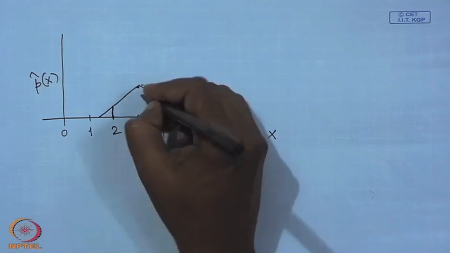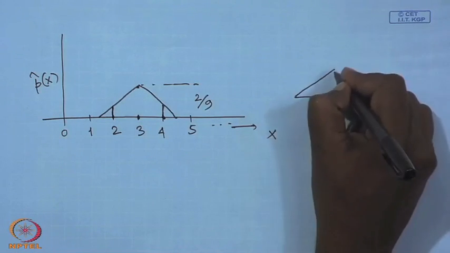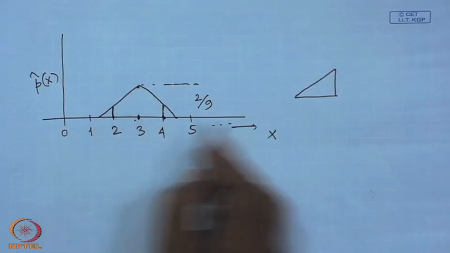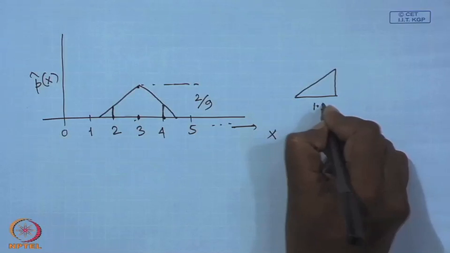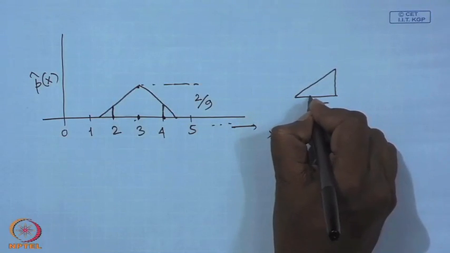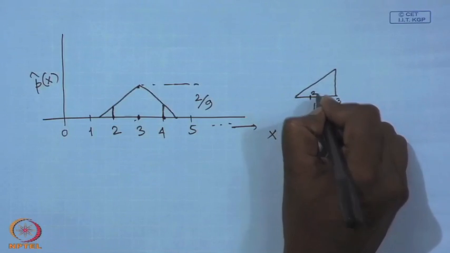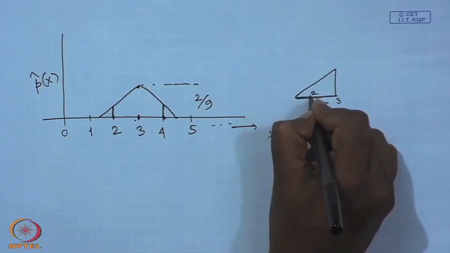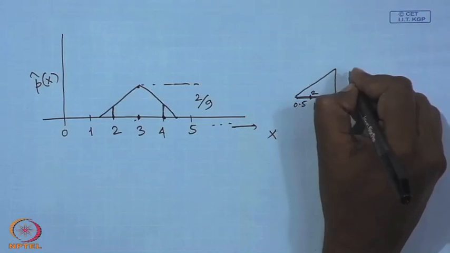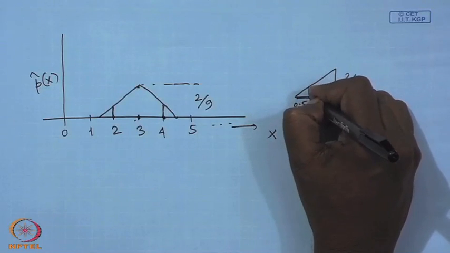I can easily compute that following symmetrical triangles. I have a triangle, and this is half of the base, so this is 1.5. The distance between 3 and 2 is nothing but 1. So, this is location 3, this is location 2, so this distance is 1, and this distance is 0.5. This height, as we said, is 2 by 9. So, I have to compute what this height is.